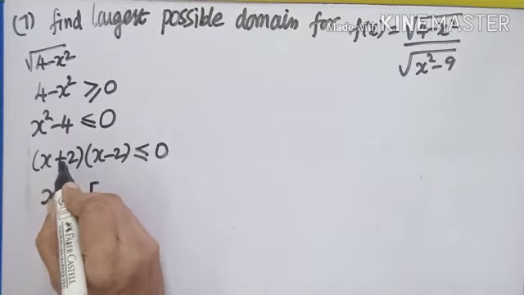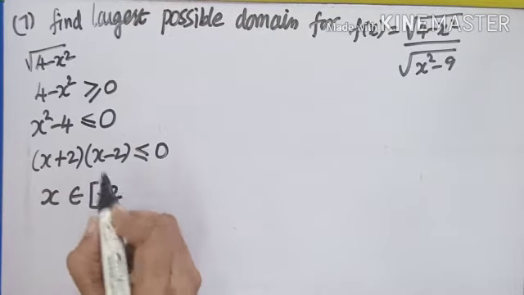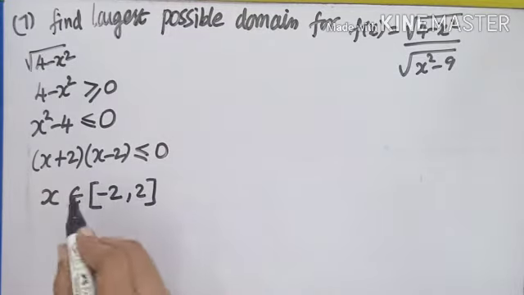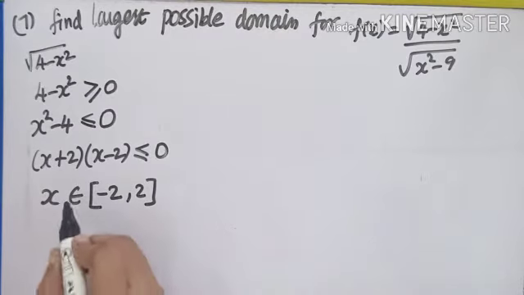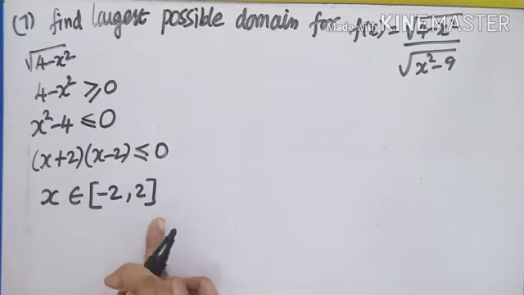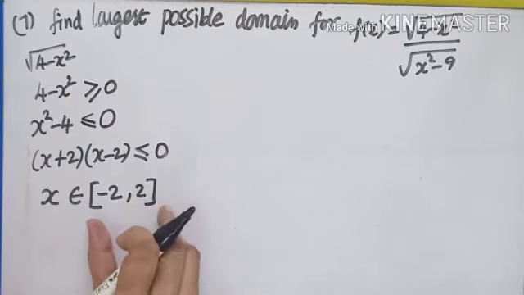If I put plus 2, I will change the symbol. If I have minus 2, I will change the symbol. So this is the interval. X, this is an interval, not only two values. All the numbers from minus 2 to plus 2. So this is an interval.